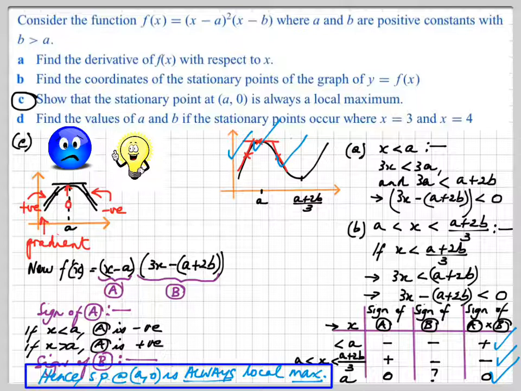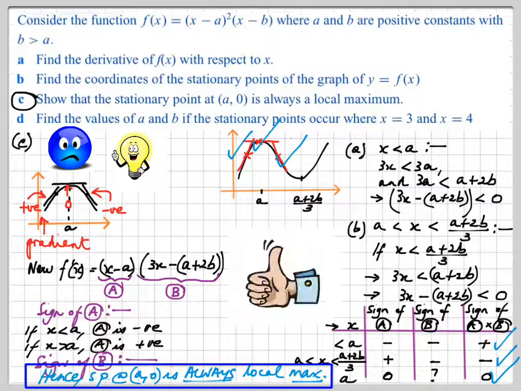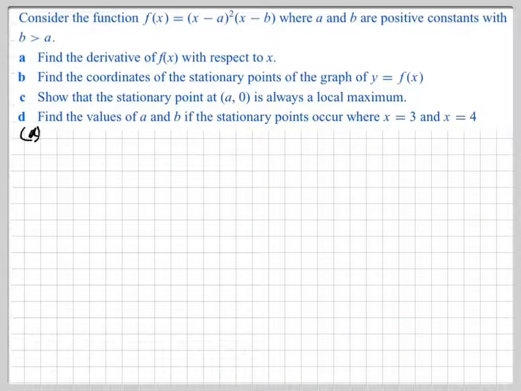I think we have to do D yet, don't we? All right. Oh, yes, Mr. Thumbs Up. Okay, over the screen, number D. We're all excited, but we've done it really. This bit's the anticlimax. Find the values of A and B if the stationary points occur at 3 and 4. Oh, no problem. I can smell some simultaneous equations here.